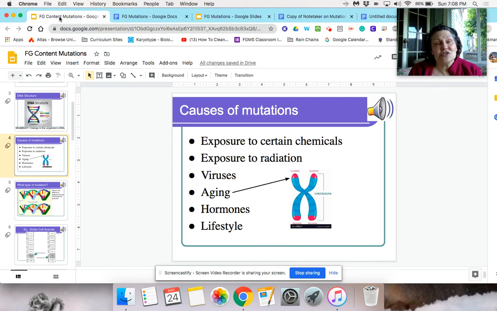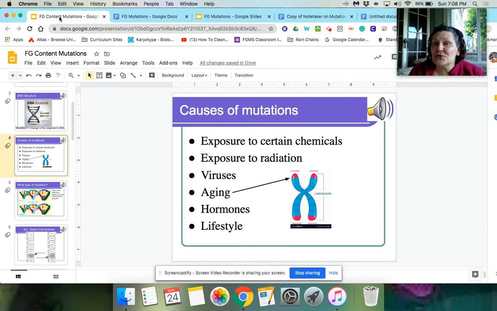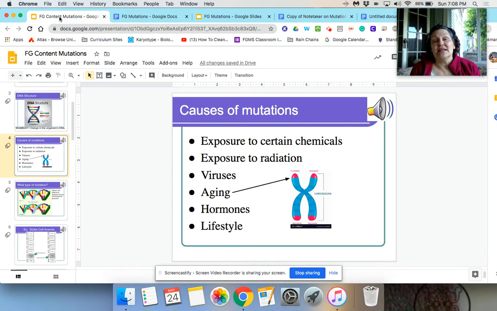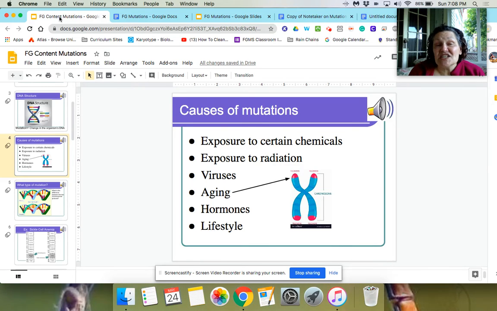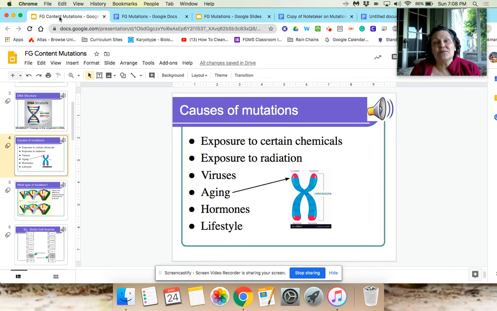And bacon, I'm sorry, I love bacon probably more than anybody else in this world. It should be its own food group, but bacon has preservatives in it, and those preservatives have been shown to cause cancer in mice. So you can be exposed to chemicals during the course of your lifetime, and those chemicals can cause genetic mutations. Exposure to radiation.